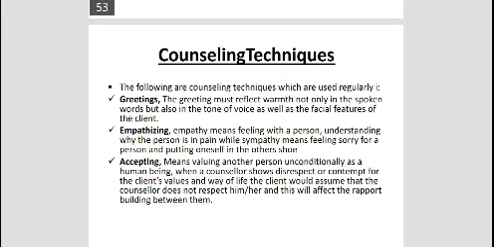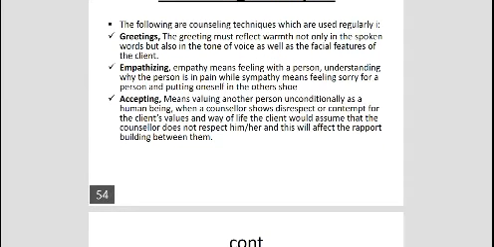The mindset of your client depends on how you receive your client. So you start with your greetings, in which you make a free environment for your client. Let's go to empathizing.